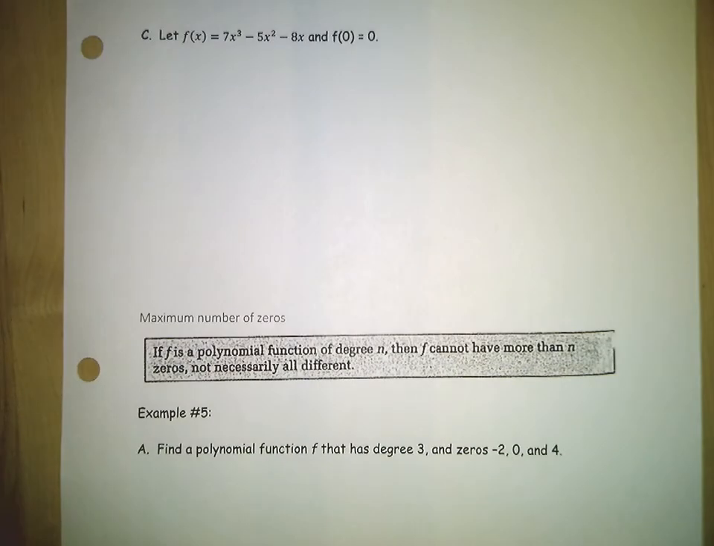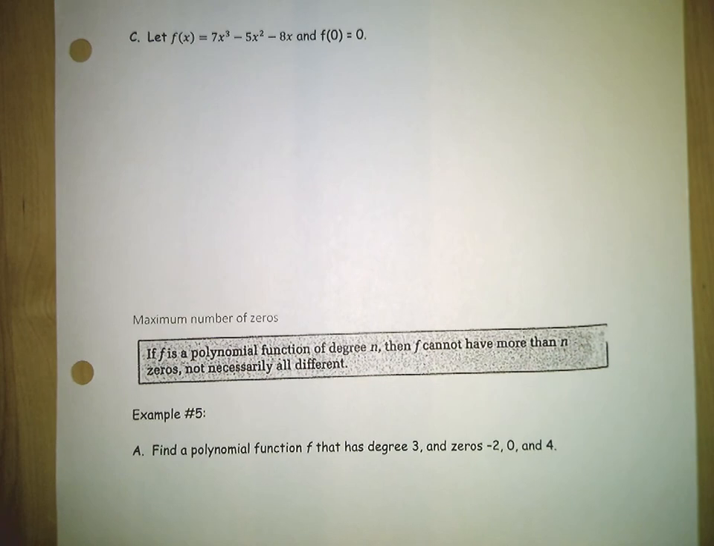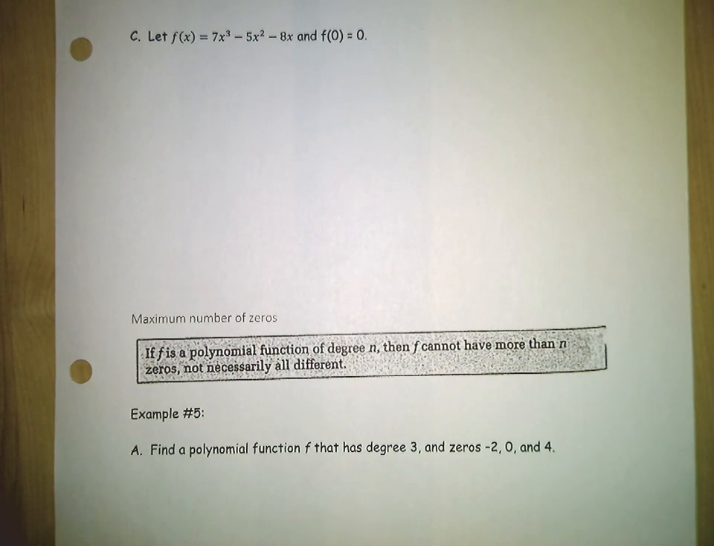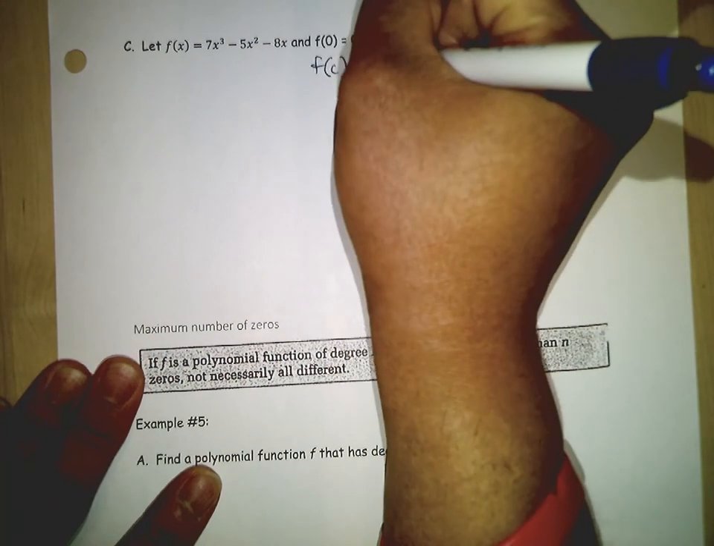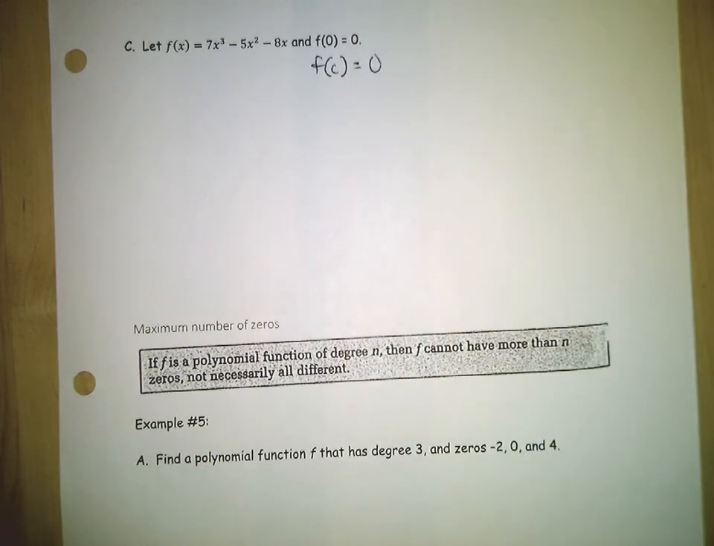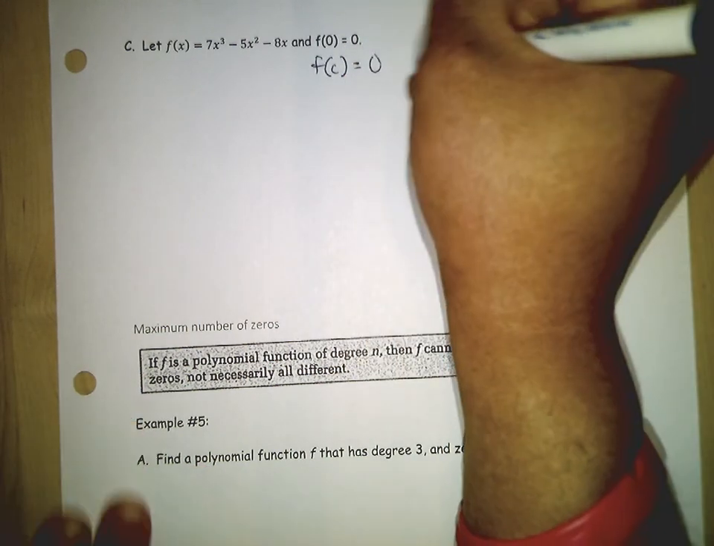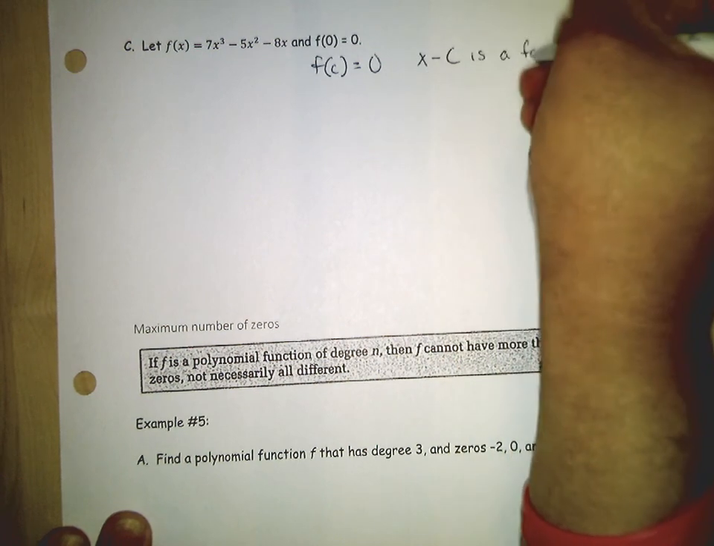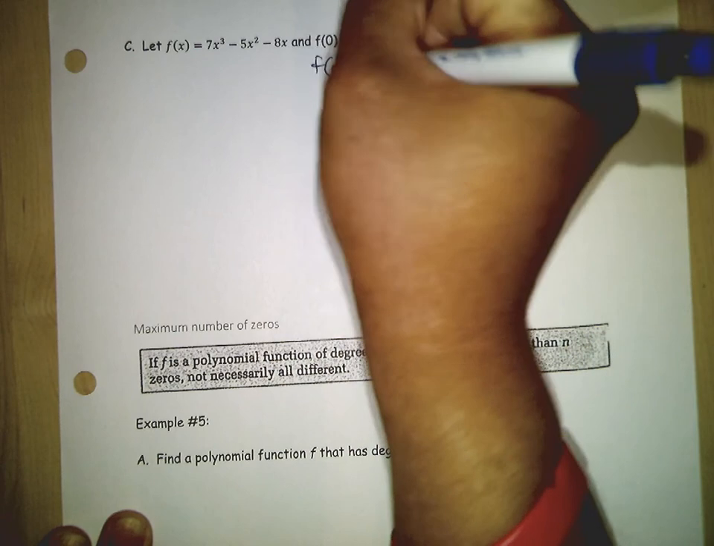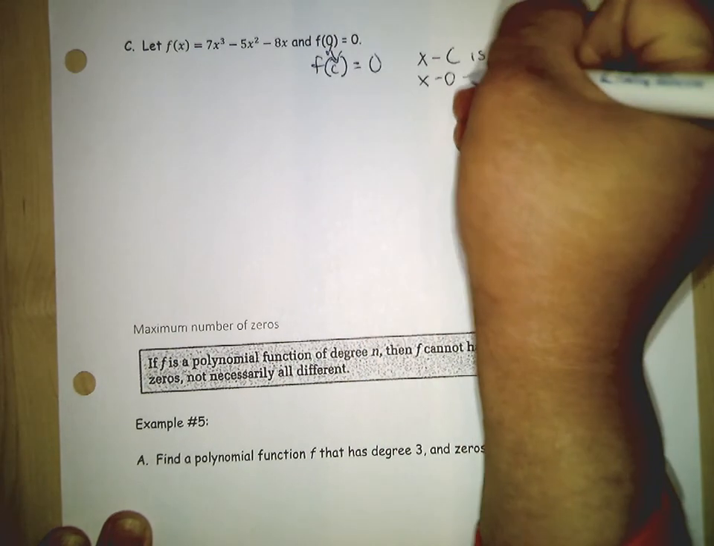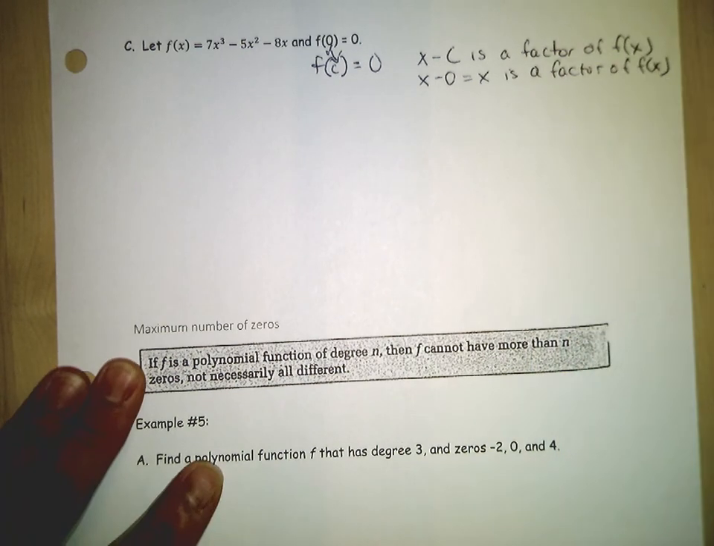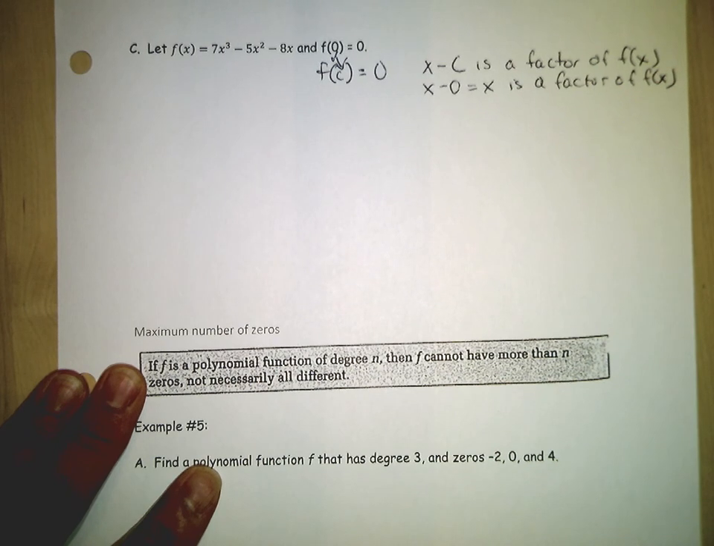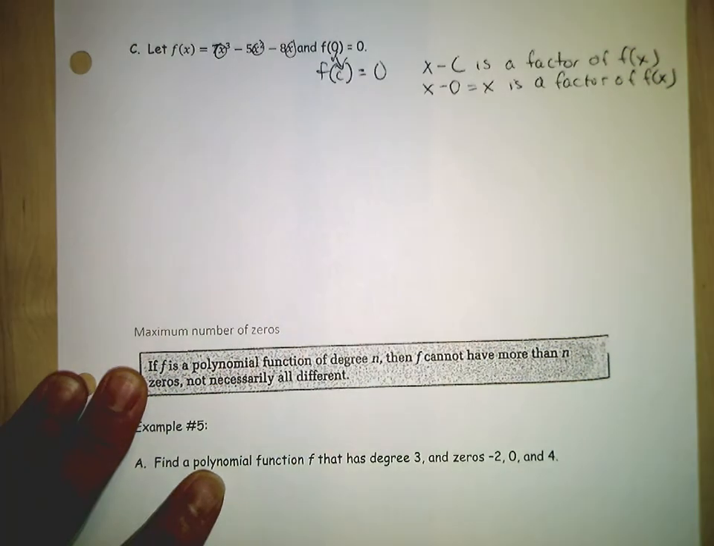Now, here's another great example. Let f of x equal 7x to the third minus 5x squared minus 8x, and f of 0 equals 0. So this remainder of 0 means f of c equals 0, which means, again, that x minus c is a factor of f of x, but here c was 0, so x minus 0, or just x, is a factor of f of x. Now, hopefully that wasn't painfully unobvious, because we have an x right here in every term of f of x.